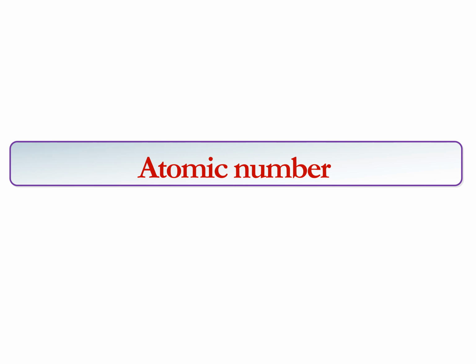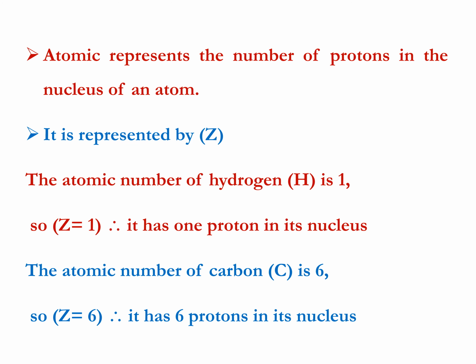So let's look at what this atomic number is all about. What is atomic number? Atomic number is the number of protons in the nucleus of an atom. So atomic number represents the number of protons in the nucleus of an atom. The atomic number is represented by the letter Z. So whenever you see the letter Z, it represents the atomic number.